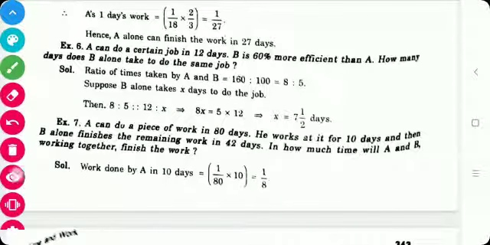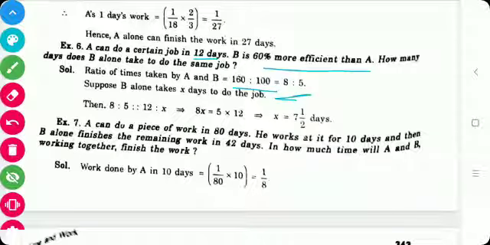Sixth problem is A can do a certain job in 12 days. B is 60% more efficient than A. So how many days does B alone take to do the same job? Okay. So as B is 60% more efficient than A, the ratio of time taken by A and B we will write as 160 to 100. So it is 8 to 5.